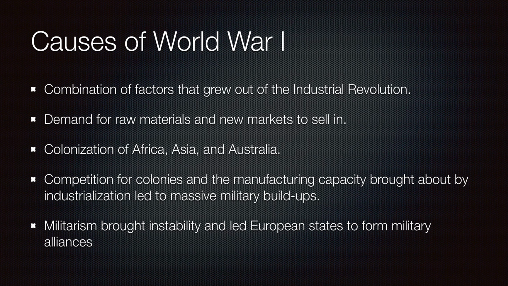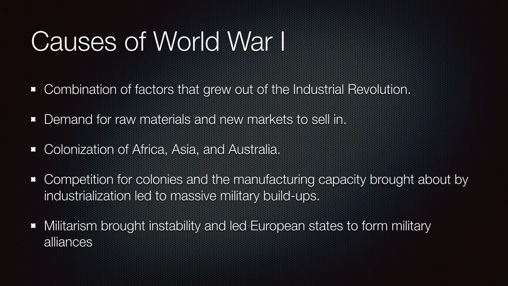So the cause of World War I was a complicated combination of factors that grew out of the European Industrial Revolution. Remember that the Industrial Revolution was the movement from people making goods in their homes to making goods in factories, and that people moved from rural areas to urban areas or the city to work in those factories. So as industrialization swept across Europe in the 19th century, so too did a demand for raw materials and new markets to sell those goods in.